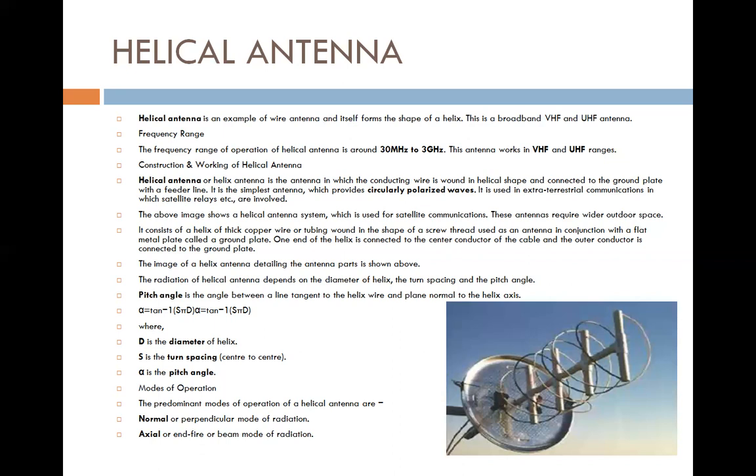It consists of a helix of thick copper wire or tubing wound in the shape of a screw thread, used as an antenna in conjunction with a flat metal plate called the ground. One end of the helix is connected to the center conductor of the cable and the outer conductor is connected to the ground plane. The image of the helix antenna detailing the antenna parts is shown below. The radiation of the helical antenna depends on the diameter of the helix, the turn spacing and the pitch angle.